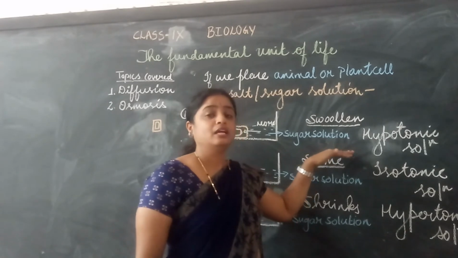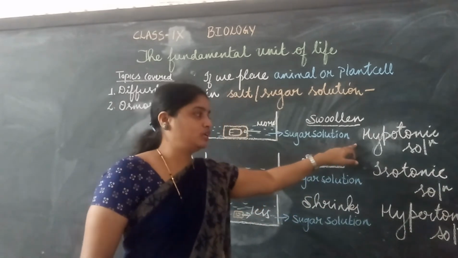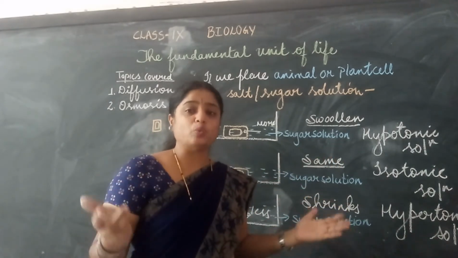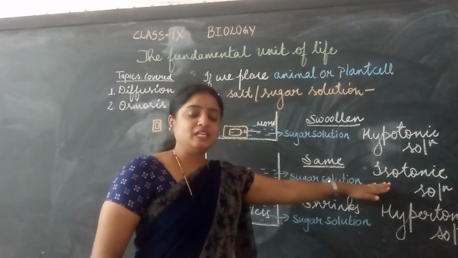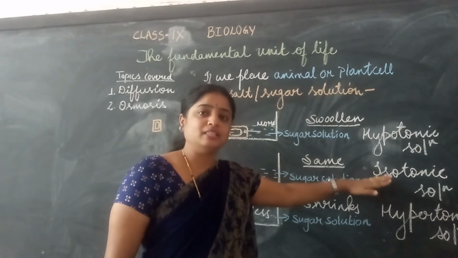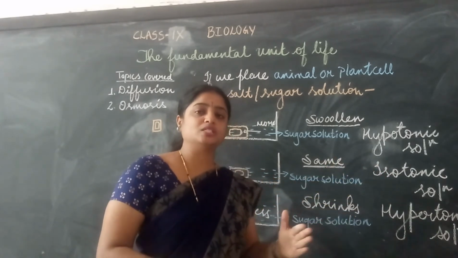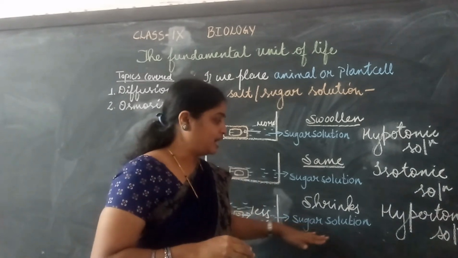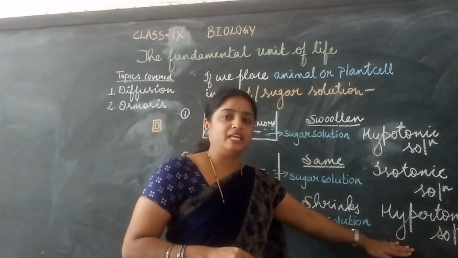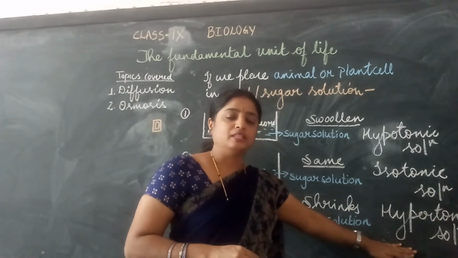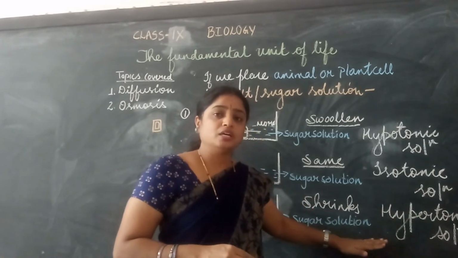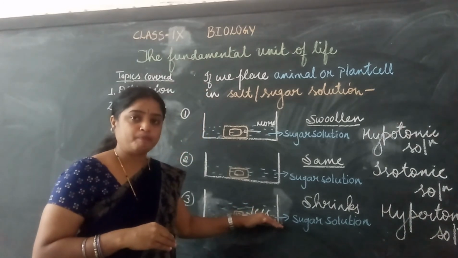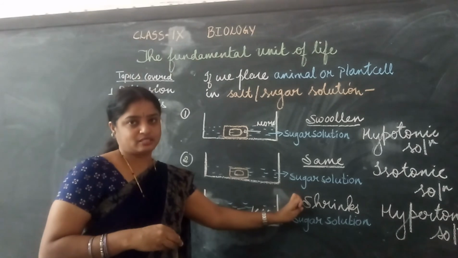If you place a living cell in a hypotonic solution, what happens? It gains water, it increases, it swells up. If you place the cell in an isotonic solution, the size remains the same because the movement of water entering and leaving is the same. And in the third condition, if you place the cell in a hypertonic solution, the concentration of water is more inside the cell, so it comes out and the size shrinks.